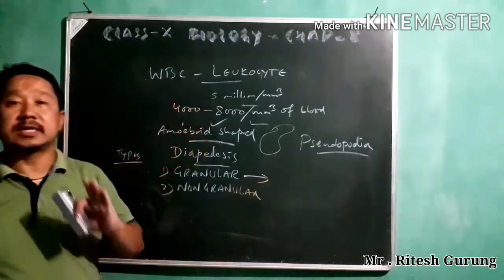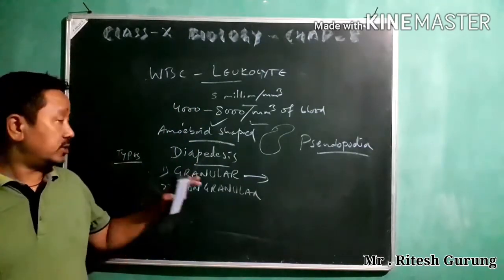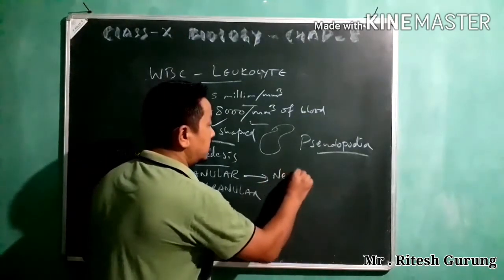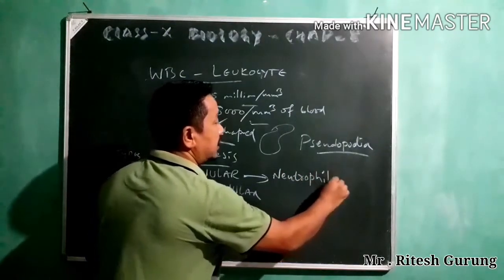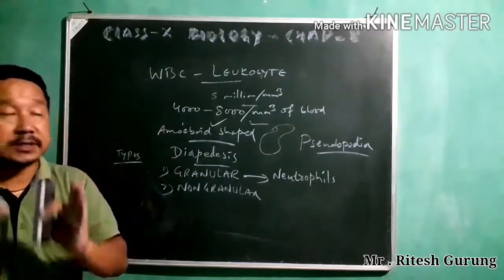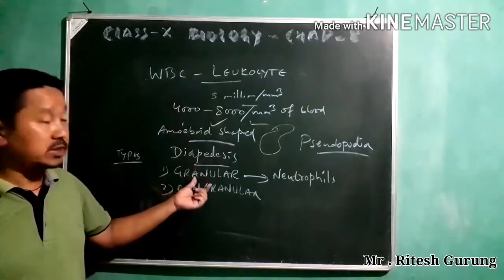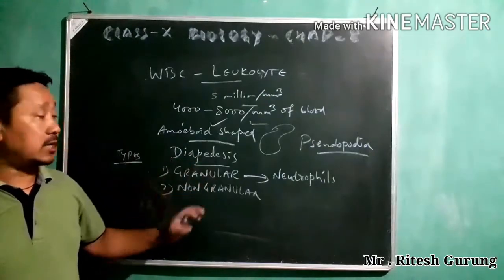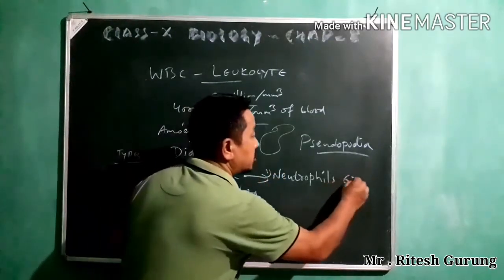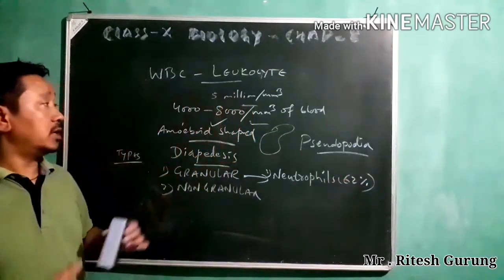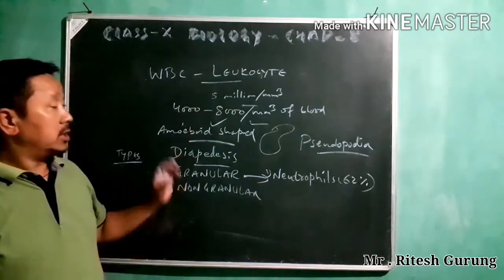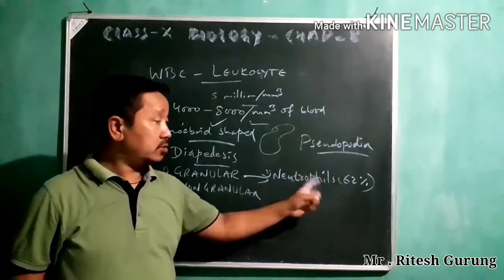The granular are further classified into three categories. There are 5 different kinds of WBC in fact, but these 5 different types of WBCs or leukocytes have been grouped into these two categories, granular and non-granular. Under granular, number one is neutrophils, which constitute 62% of the WBC in the given volume of blood. Neutrophils 62%.